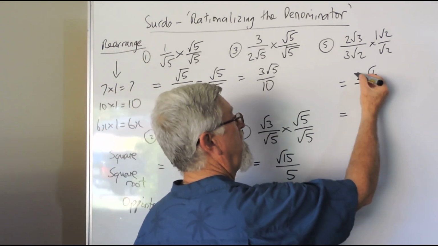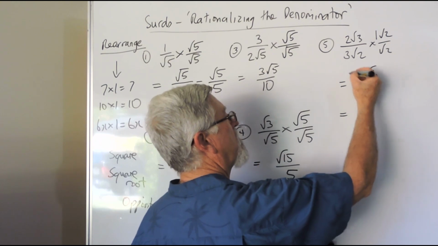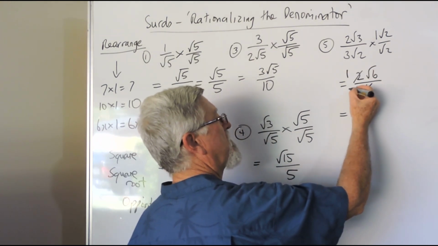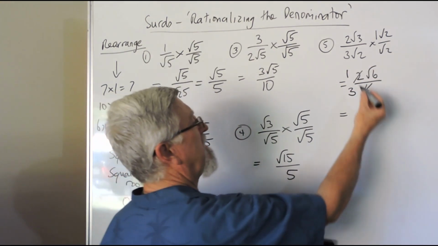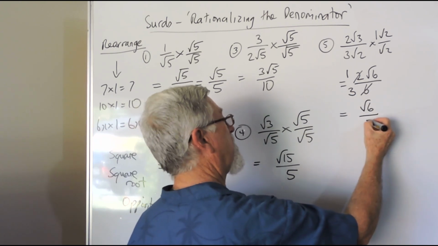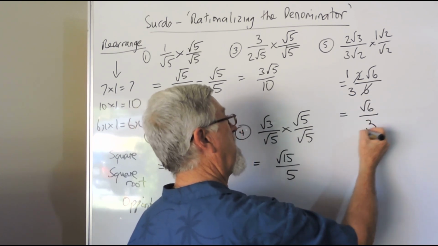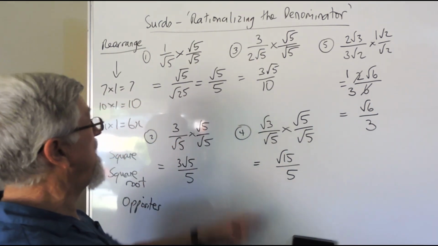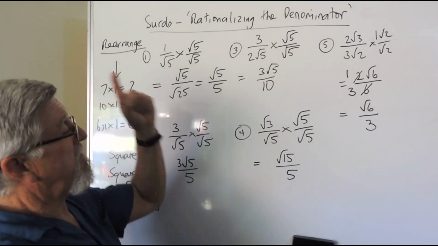But these are both even. So I can go 2 into 2 goes once, 2 into 6 goes 3 times, and I've ended up with 1 root 6, which I can just write as root 6, and the bottom I can write as just a 3. So all we're doing is rearranging surds that are fractions.